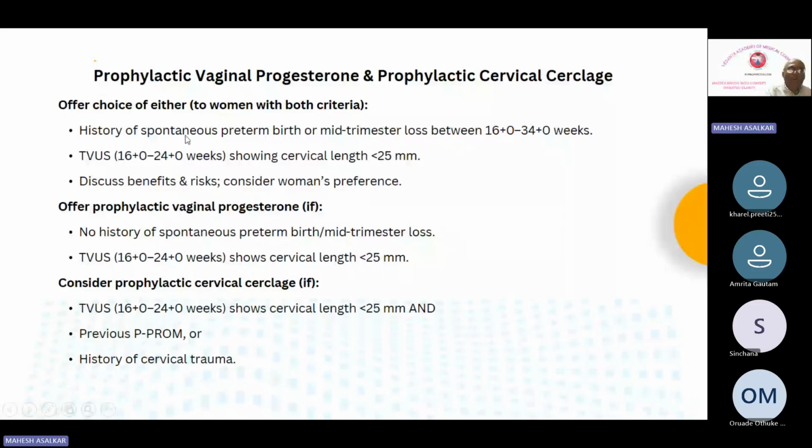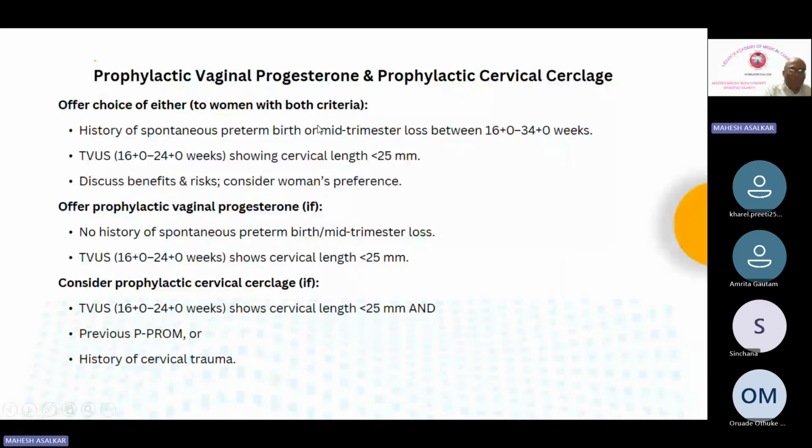If there is a history of spontaneous preterm birth or mid-trimester loss between 16 to 34 weeks, and the transvaginal ultrasound done between 16 to 24 weeks is suggestive of cervical length less than 25 millimeters, in that particular case, you can give the choice of these two.